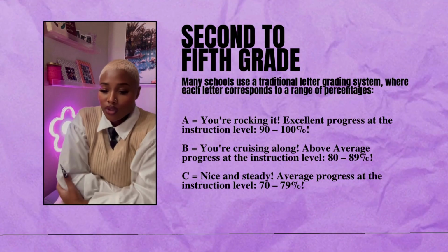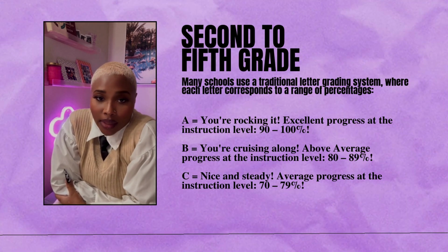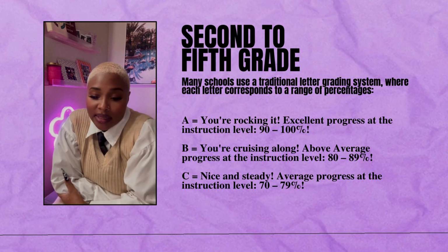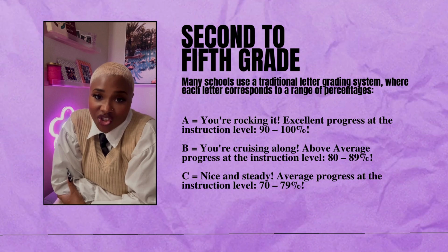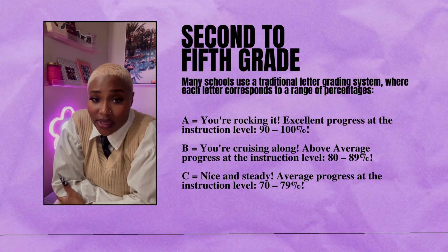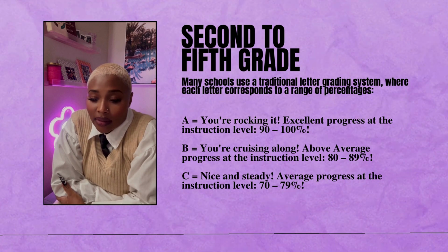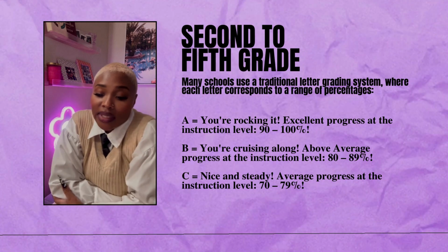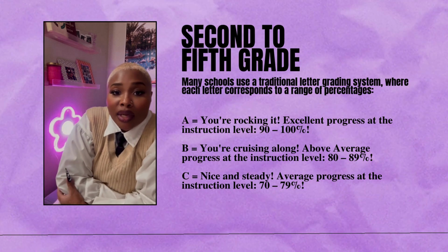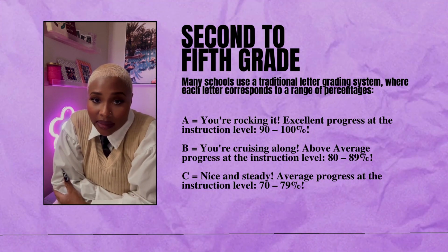So the next grades we'll talk about are grades 2 through 5. So traditional report cards, you're typically looking for a letter grade. And so an A means excellent progress at the level of instruction indicated. And the numbers that are associated with A's would be 90% to 100%. The next letter grade is B, and this means that the student is above average progress at the level of instruction indicated. The number range associated with a B would be 80% to 89%.